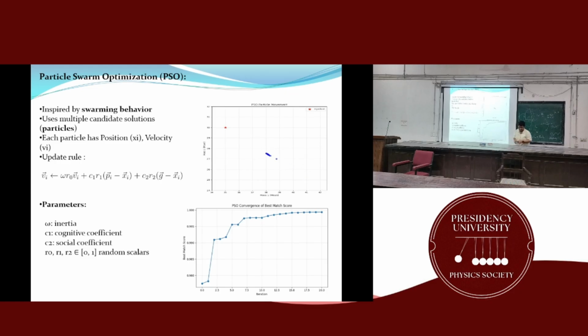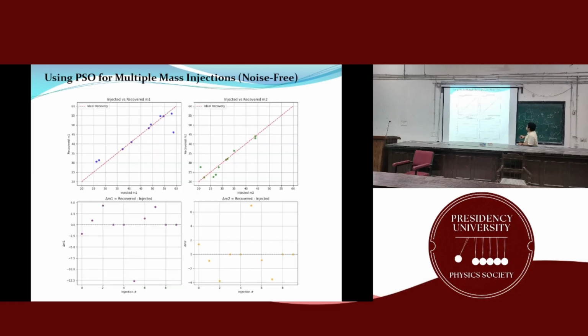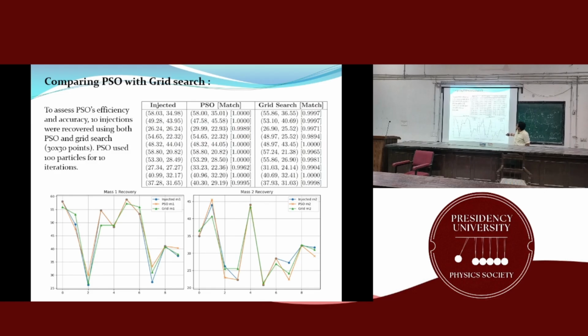So analytically, say assume we have this waveform, the normal distribution, and we are bombarding like 10 particles here. If one particle reaches here, say at the peak, all the other particles will follow it. So this is the injection for noise free data for 10 injections of masses. You can see most of the matches are 1. From this plot also you can see the injected parameters m1 and m2 and the bias in the masses. Now comparing with grid search, we can see PSO is way better in estimating the accuracy.